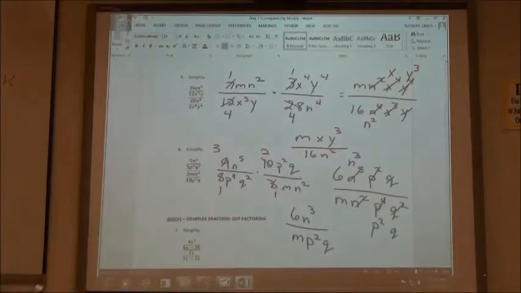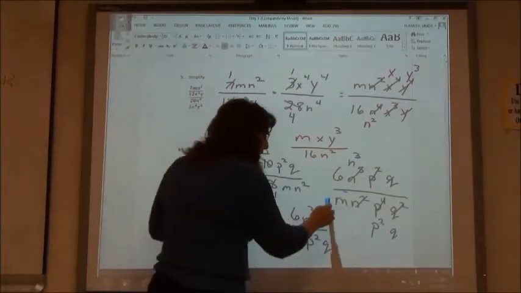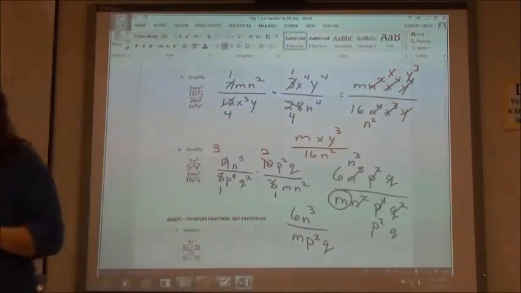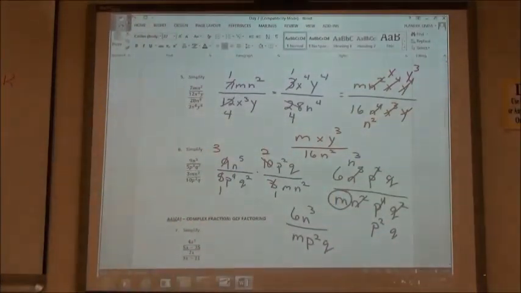There's my answer. Most common thing I see people do is forget this variable that's all by itself that they didn't have to do any canceling with, and they kind of forget it's even there.